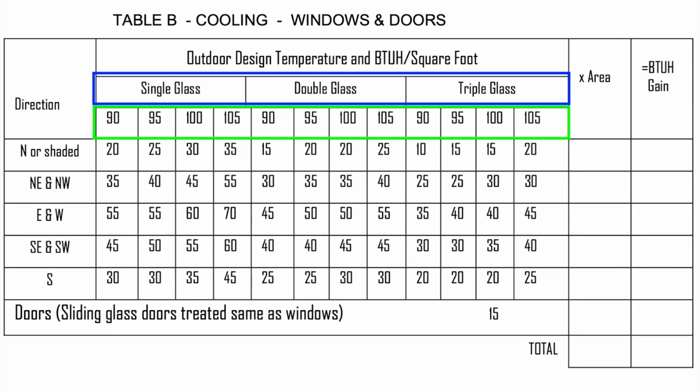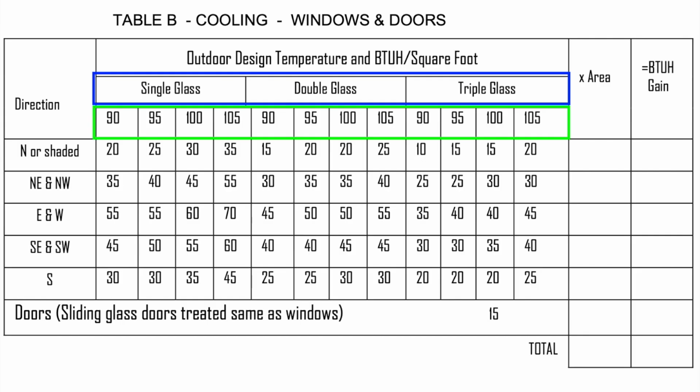Welcome back everyone. In this lesson we're going to look closely at Table B, cooling windows and doors. This table is an important part of the Manual J process because it helps us understand and determine the solar heat gain through windows and doors. So again, we're using these charts and tables to help us calculate the cooling equipment size.